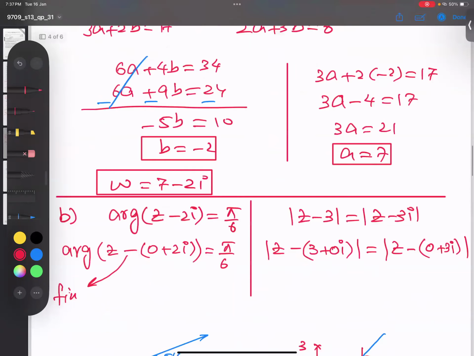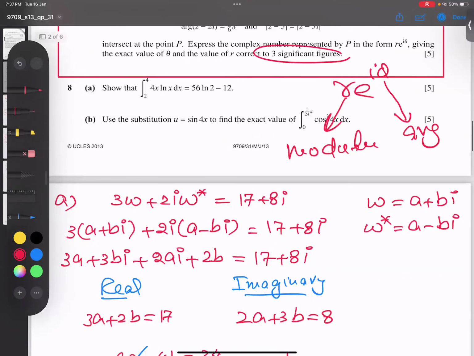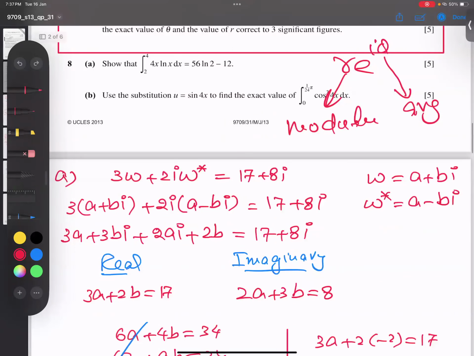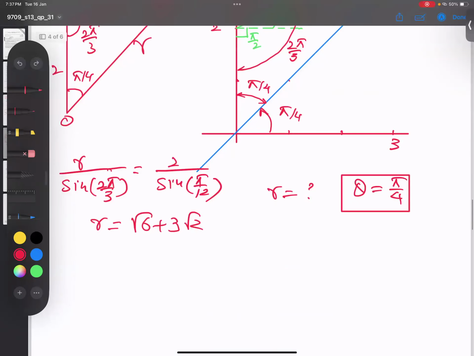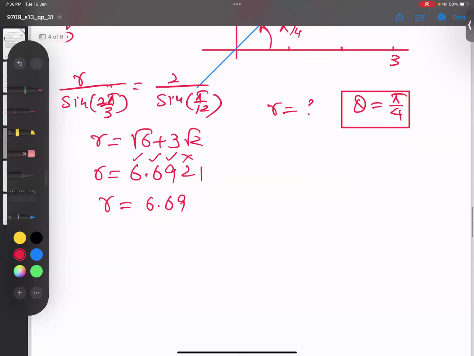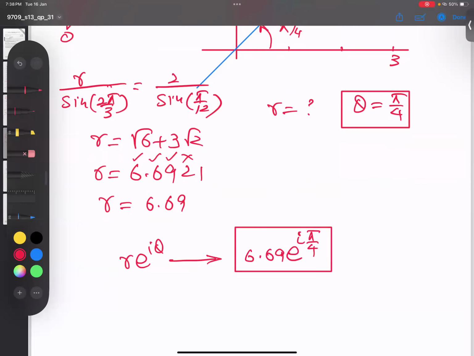But he said 3 s.f. Let me check. He said 3 s.f., correct. So we have to type it: r is equal to 6.6921, and I need 3 s.f., so r is 6.69. So this is what he was asking, r e to the power i theta. So the answer is 6.69 e to the power i pi by 4. And this is my required answer. I hope the concept is clear.